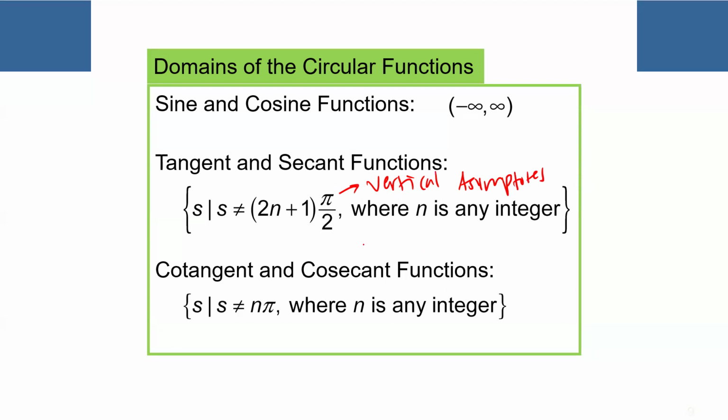Okay, and then here cotangent and cosecant also have vertical asymptotes, and n is an integer. We'll dive deeper into the functions and what they look like.